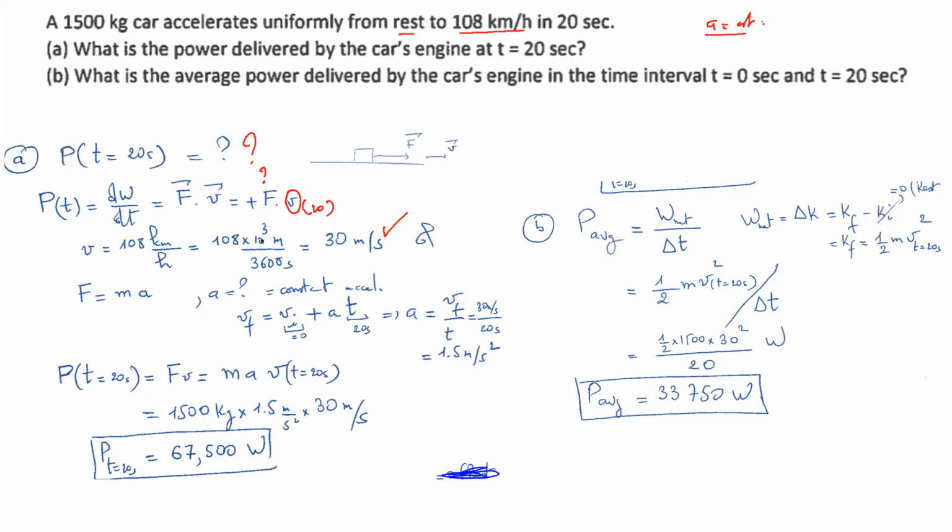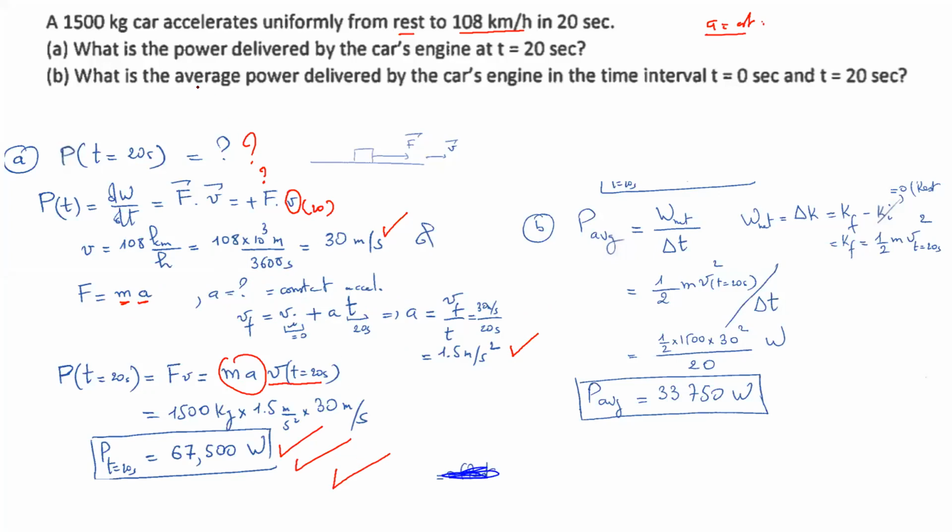Now, how to get the force? Well, you know that the force is ma. So the force is the mass of the car multiplied by the acceleration of the car. The mass of the car, I know it. For the acceleration, I can use the constant acceleration motion: V final is equal to V initial plus at, and then I get the acceleration of the car. So now the power at t equal 20 seconds is just ma, which is my force, multiplied by my speed at t equal 20 seconds, and then I get the power.